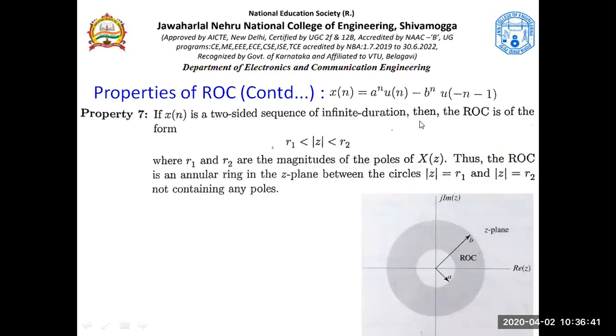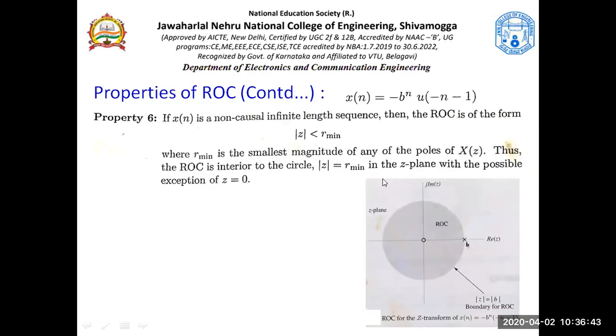For a linear time invariant stable system, the ROC contains the unit circle. What is the meaning of that? Suppose you have to see this, say B is greater than 1. Which means that the unit circle would be within this Z equal to B circle. When would the unit circle be within the Z equal to B circle? The unit circle would be within the Z equal to B circle when B is greater than 1.